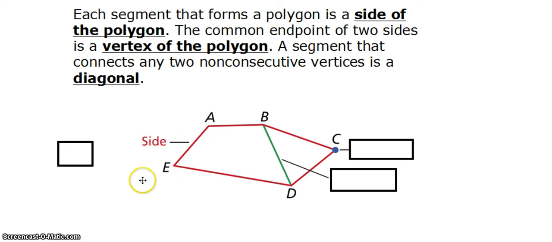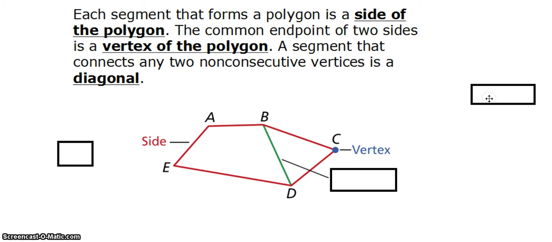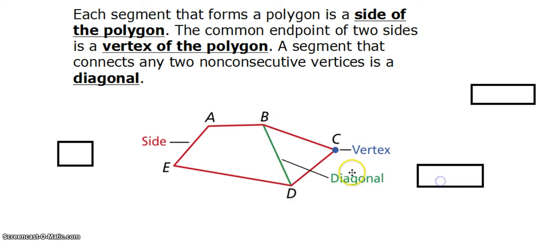The common endpoint of two sides is a vertex, right? So C here is a vertex of the polygon. A segment that connects any two non-consecutive vertices is a diagonal. So BD is an example of a diagonal. If we connected two consecutive vertices, we would have a side of the polygon. So when we connect two non-consecutive vertices, we have a diagonal.